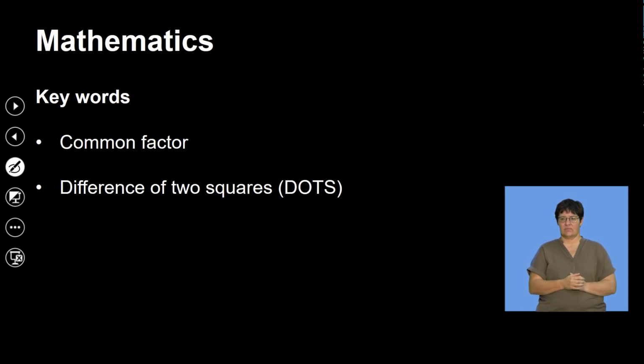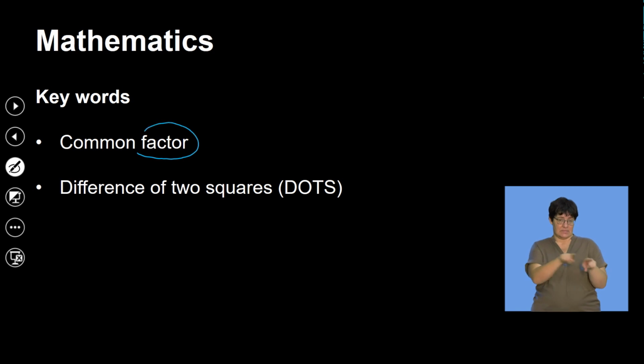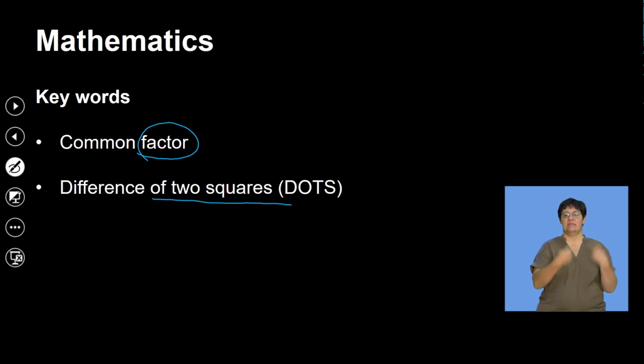So some keywords that you need to look at is what we call a common factor. I know that by now you know what a factor is. And then common will mean that it is the same throughout the number of terms that you have. We also have what we call the difference of two squares. Remember I said we shorten it and say it's just dots.